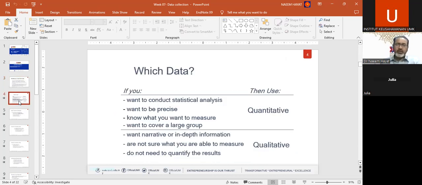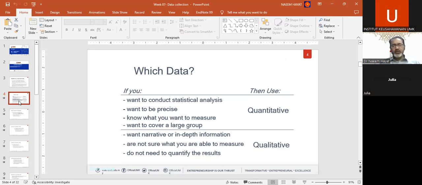Where and when do we actually use the different types of data? We use quantitative data when we are willing to conduct some statistical analysis, want to be precise, and know what we want to measure. It means beforehand we have an understanding of what we are measuring: any concept, construct, or variable that we are quite aware of. We want to cover a large scope, so the data is collected from a large community. That's why quantitative data is our option.